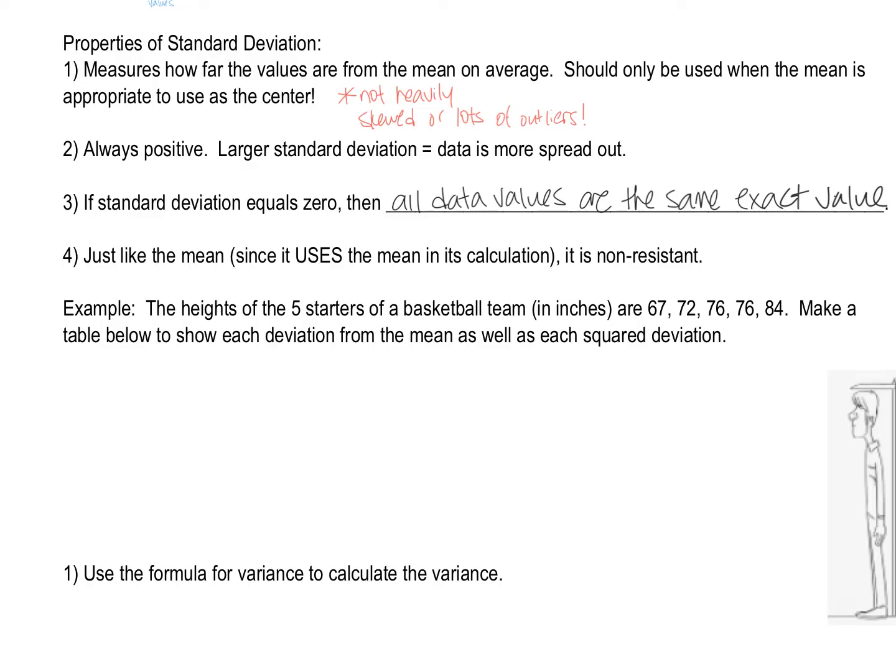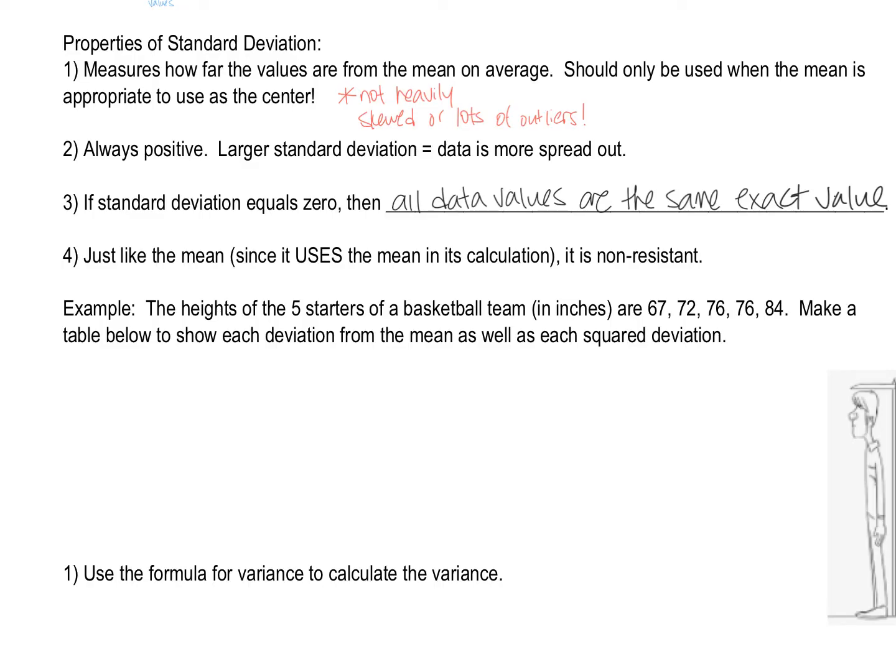So I'm going to go right into this first example. We have the heights of 5 starters of a basketball team, and these are in inches. They're already in order, which is nice, but for standard deviation, the values do not need to be in order. That's only for box plots. Make a table below to show each deviation from the mean as well as each squared deviation.